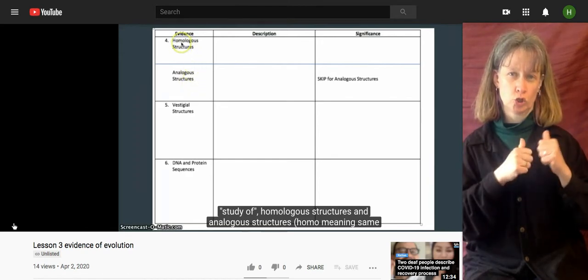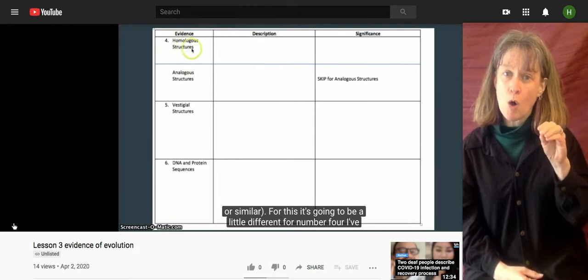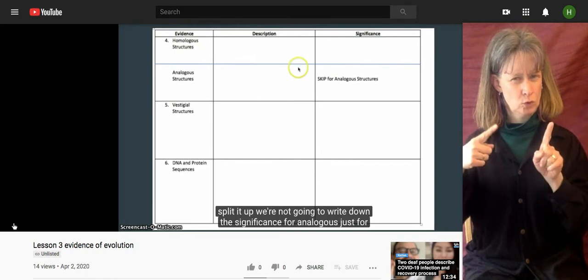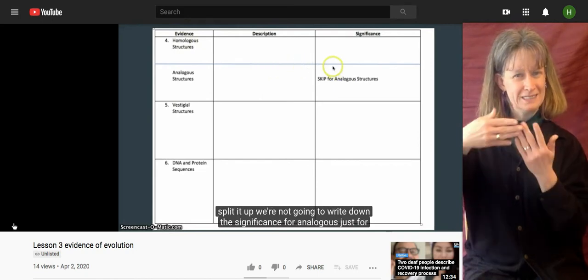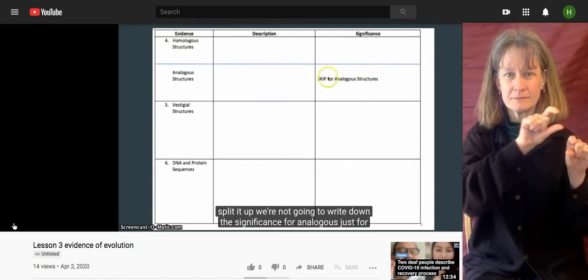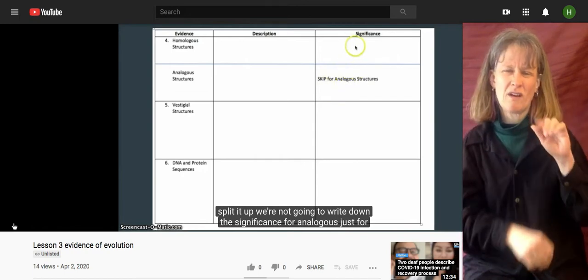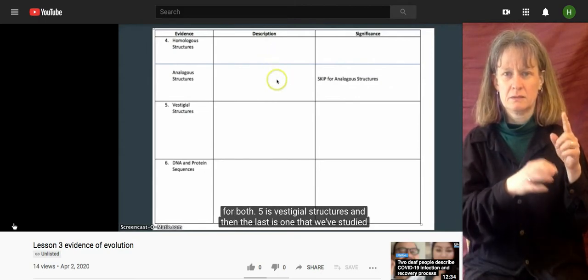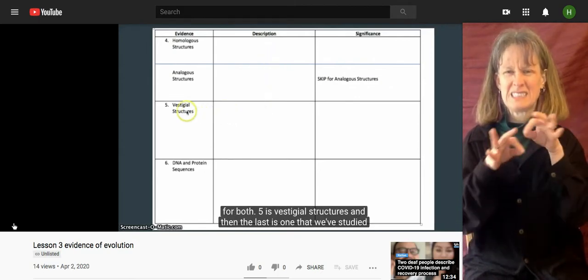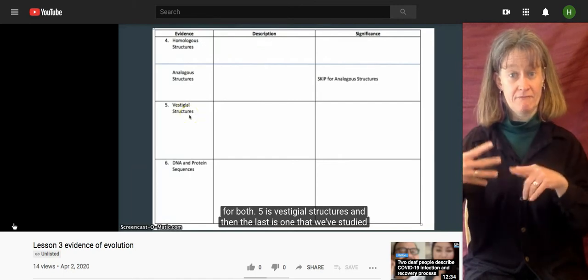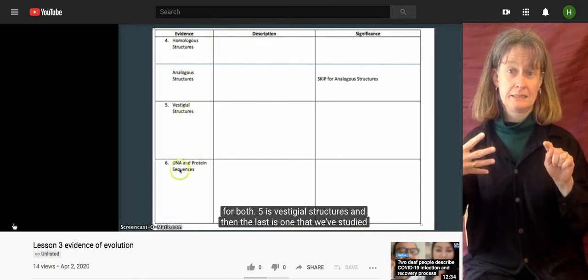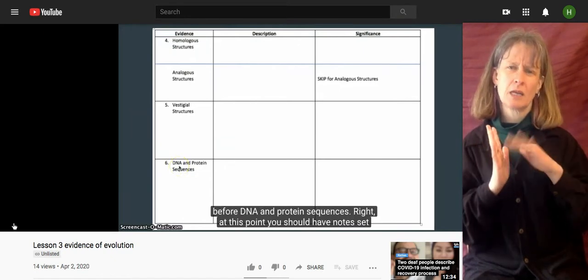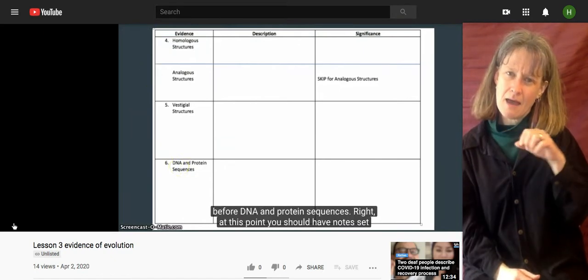Homo meaning same or similar. For this, it's going to be a little different. For number 4, I've split it up. We're not going to write down the significance for analogous, just for homologous, but we'll write a definition or description for both. 5 is vestigial structures, and then the last is one that we've studied before, DNA and protein sequences.